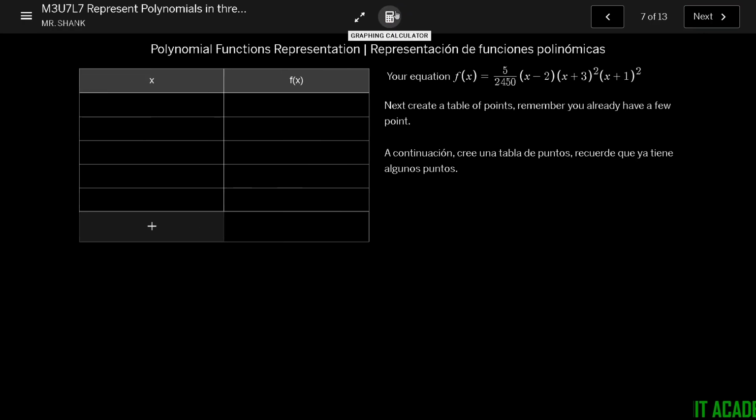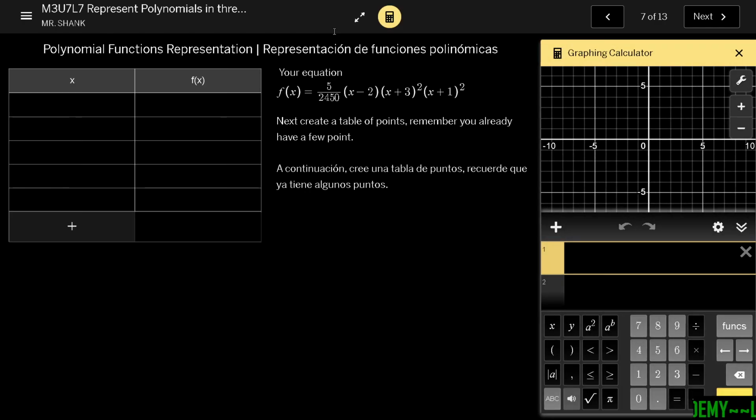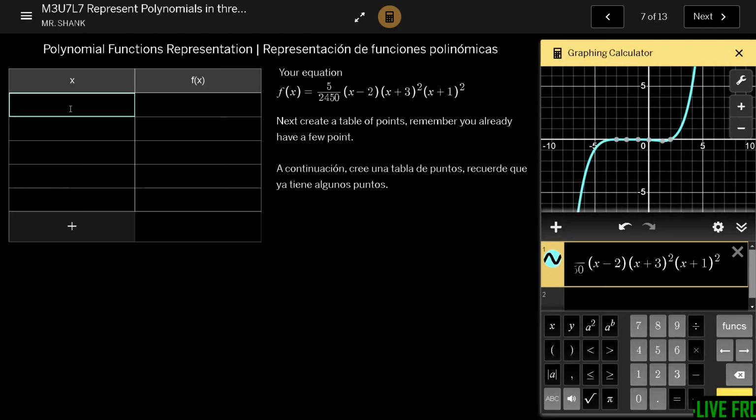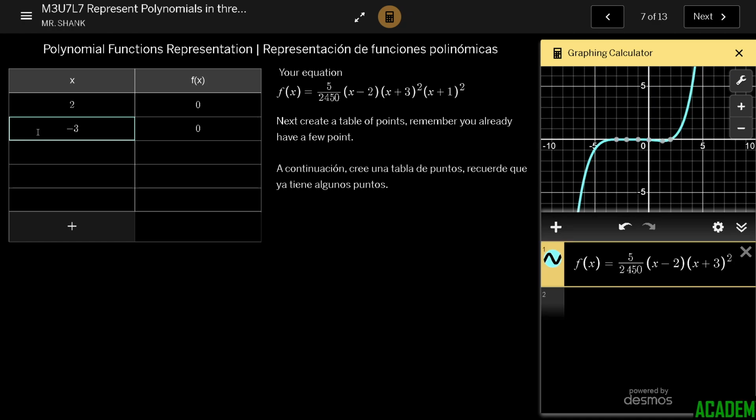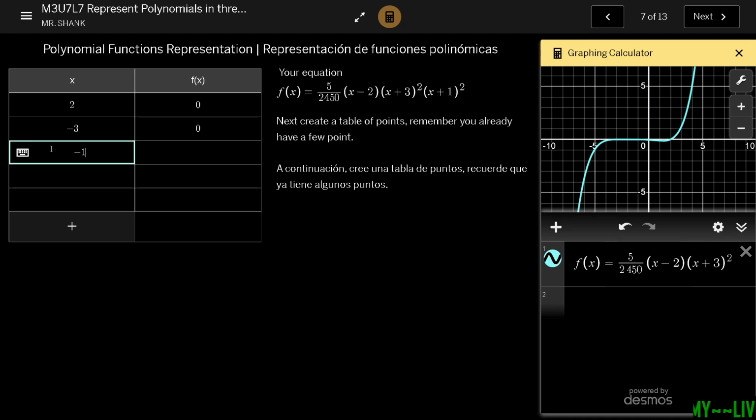Let's get that table represented as well. I can graph it out if I need to, but I can have those points. So it went through 2 comma 0, it went through negative 3 comma 0, and it went through, is it negative 1? Is that right? Yeah, negative 1 comma 0. So you could type in your given x-intercepts, type in the extra point that you were given, and come up with one more additional point.